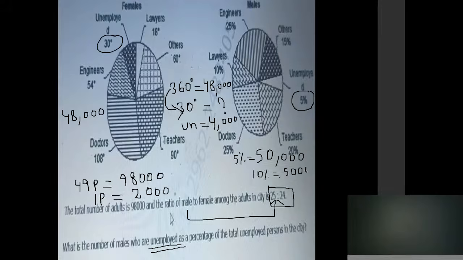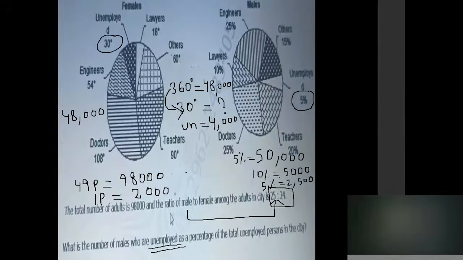If 10% is 5,000, 5% is half of that. So half of 5,000 is 2,500. So the number of males unemployed is 2,500. The number of females unemployed is 4,000. So our question is, what is the percentage of unemployed males to the unemployed persons in the city?